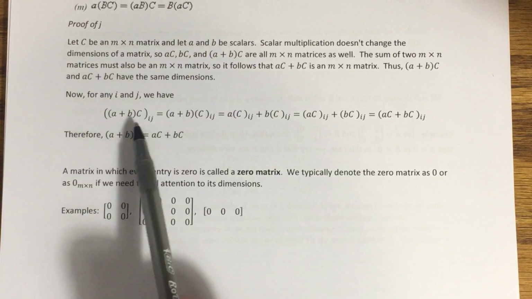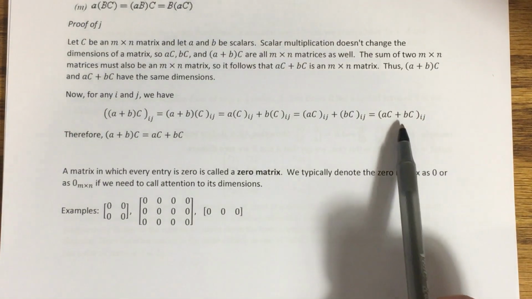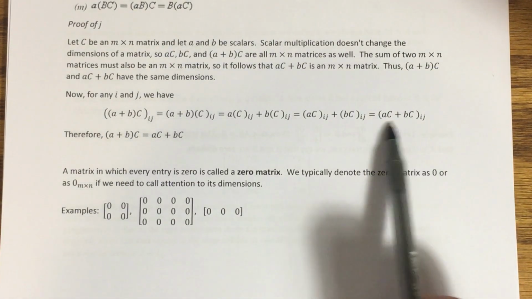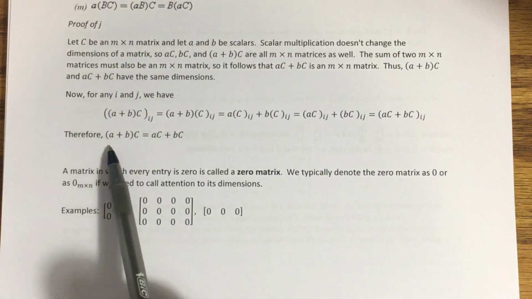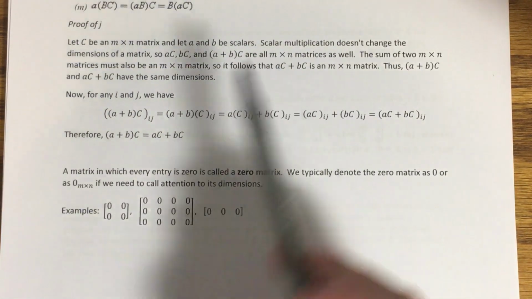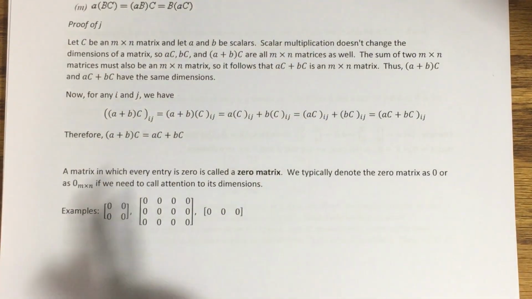So that shows that the ijth entry of the matrix on the left side of my property is equal to the ijth entry of the matrix on my right-hand side. And together with this justification up here, we've shown that this property is true.